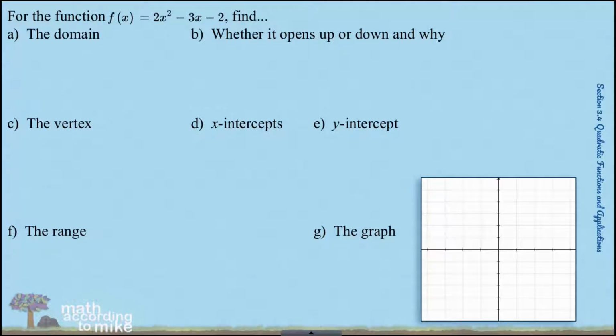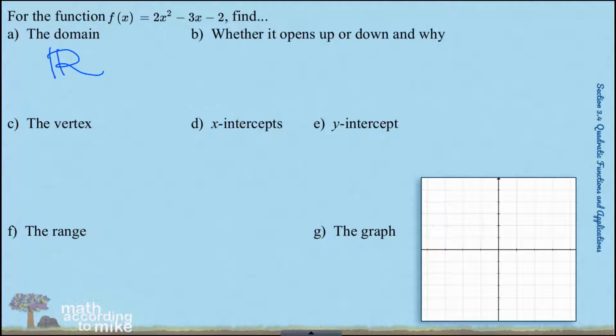For the function f of x is 2x squared minus 3x minus 2, we're going to find all this good stuff. So domain, remember to find the domain, you have to worry about three things. Is there any possible division by 0? Nope, we don't have any fractions with a variable downstairs. Any square roots, fourth roots, sixth roots, and so on? Nope. Any logarithms? Nope. So since there are no numbers to worry about, the domain is all reals.